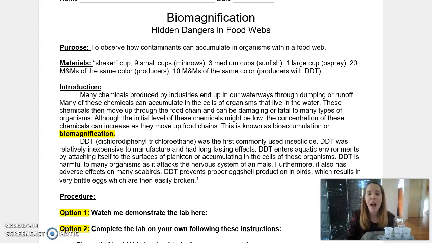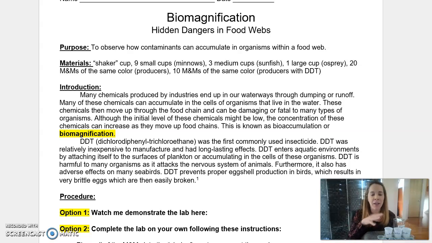So you have two options for this lab. The purpose is to observe how contaminants can accumulate in organisms within a food web. You can either watch this video and use my results to add to your data table and answer the questions, or you can use the materials listed in this lab and complete it on your own. Submit the lab when you are done. First thing you should do is, of course, read the introduction about DDT and its buildup in animals.